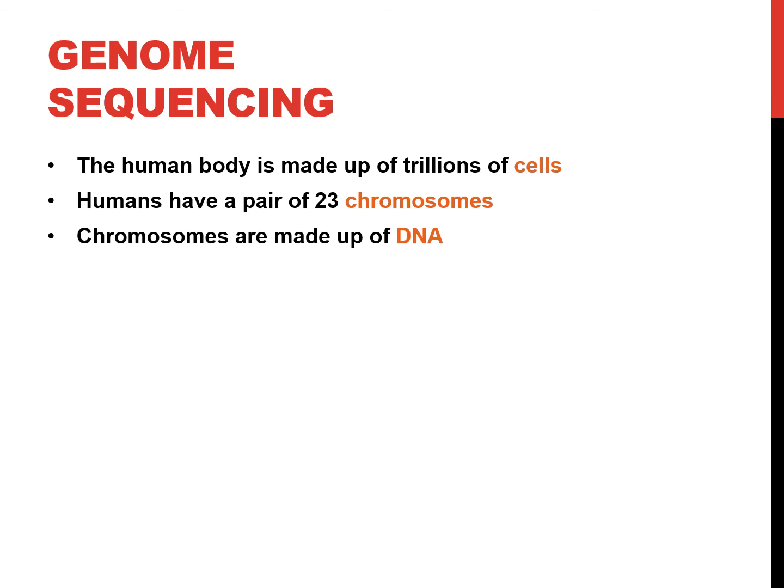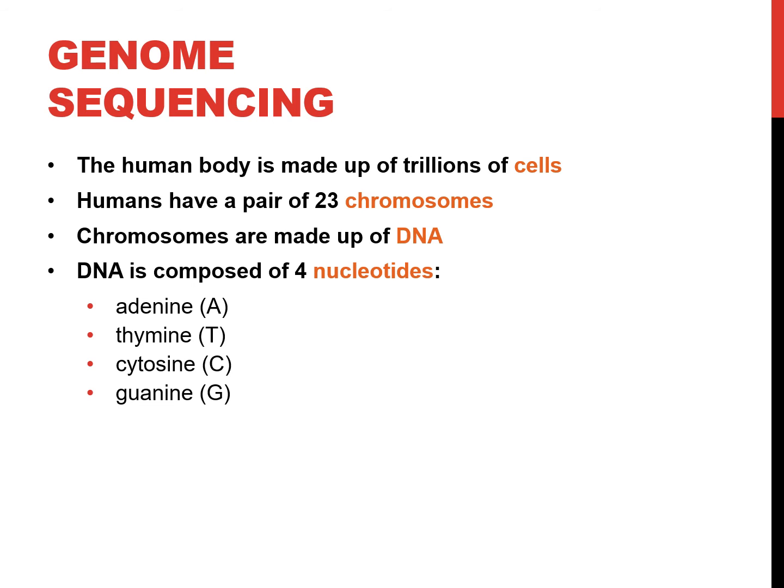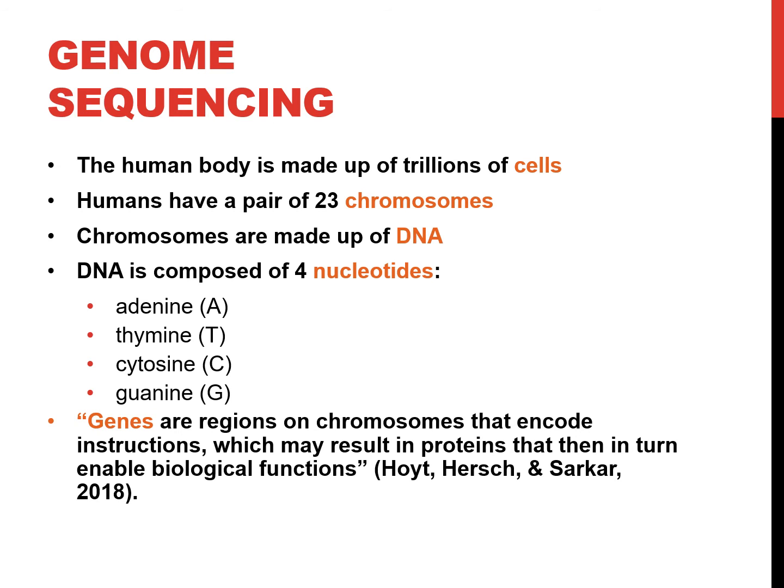Chromosomes are made up of double-twisted helices of DNA. DNA is composed of 4 sugar-based building blocks called nucleotides. These nucleotides are adenine, thymine, cytosine, and guanine, and are usually found in pairs. Genes are regions on chromosomes that encode instructions, which may result in proteins that then in turn enable biological functions. A complete set of genes is referred to as a genome.